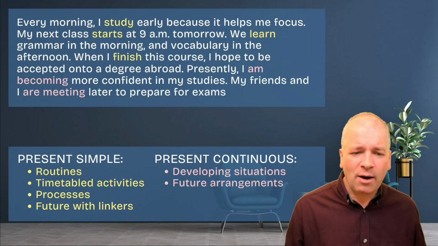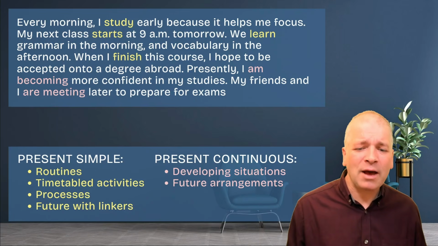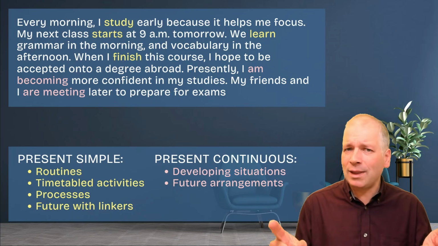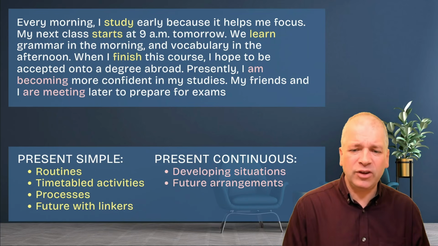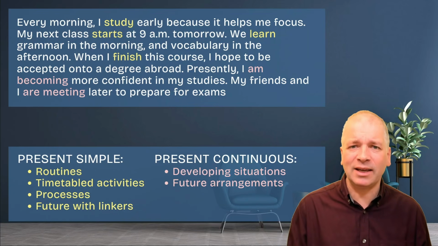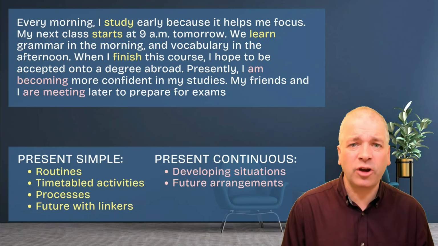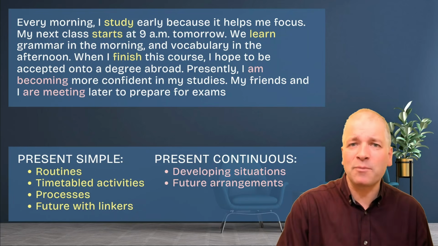My friends and I are meeting later to prepare for exams. And this is an example of using the present continuous for a future arrangement. Again, we're not using will here. We're just using the present continuous. My friends and I are meeting later. It's in the future. We use the present continuous to show that this is an arrangement that we have made.